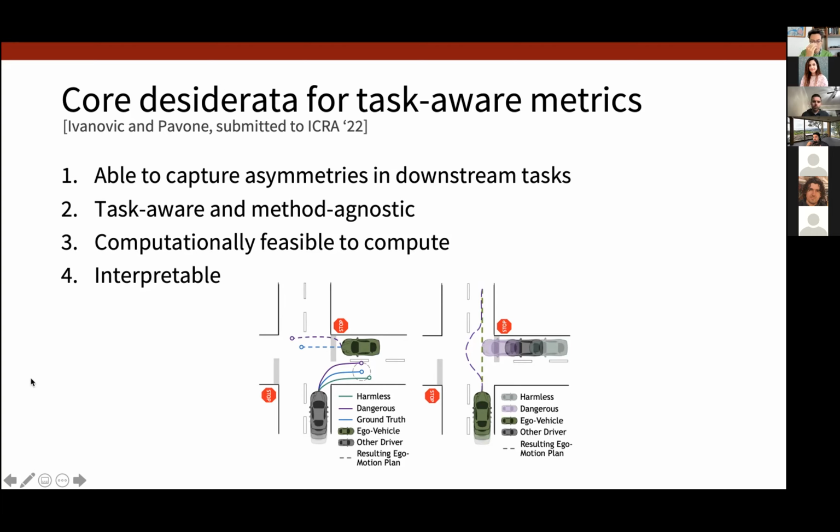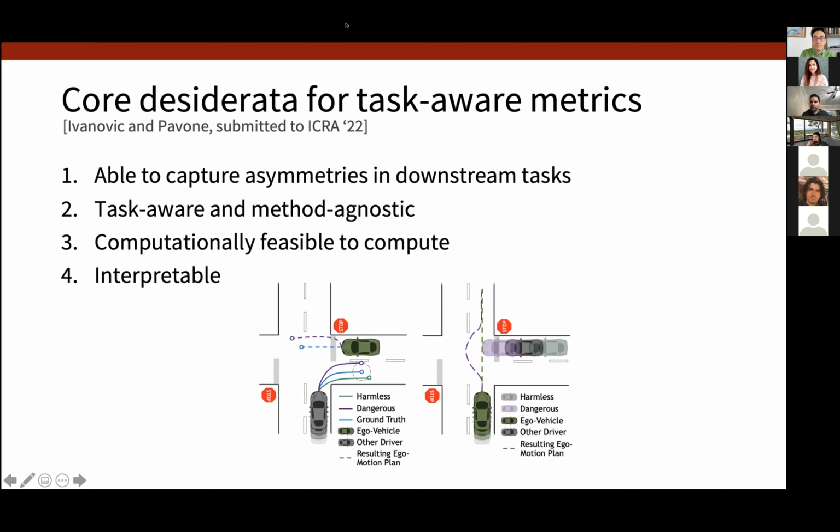And an important part of doing this is that the metric, while it is, let's say, task aware, should be method agnostic. And I think what's important about this point is that it's very tempting, if you are working, let's say, on an autonomy stack, and you already have a detector, a predictor, and a planning and control module, to just pass the detections and predictions through the planning and control module to see the resulting output, and then to see how the predictions and detections affect the planning and control module.